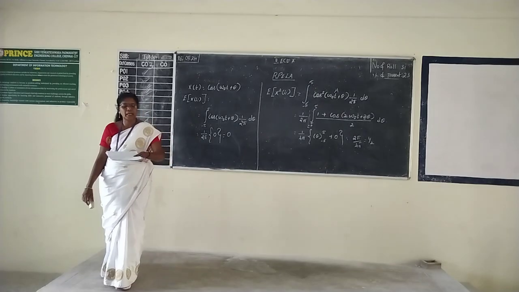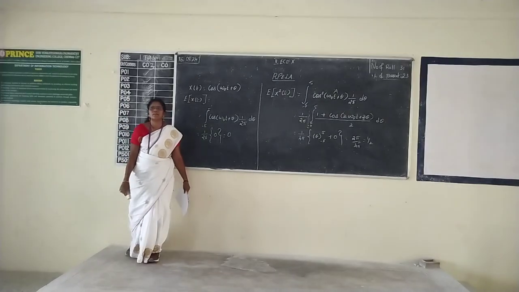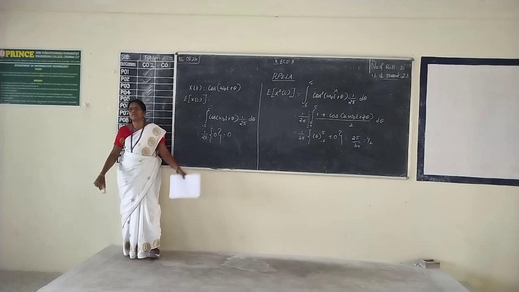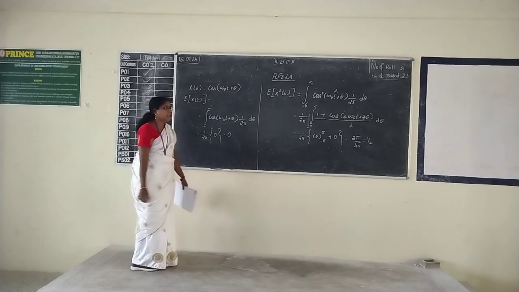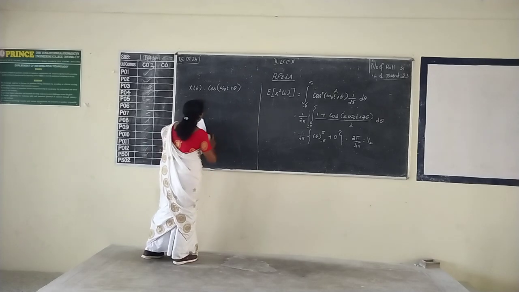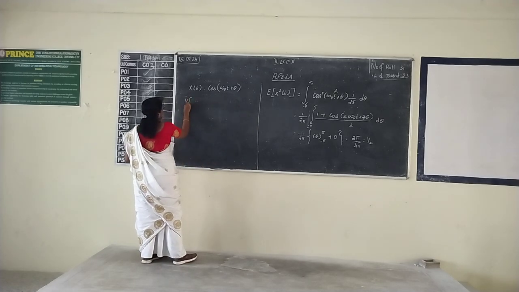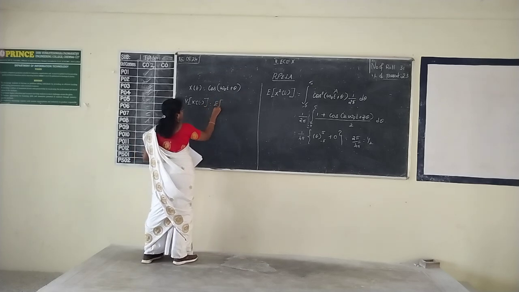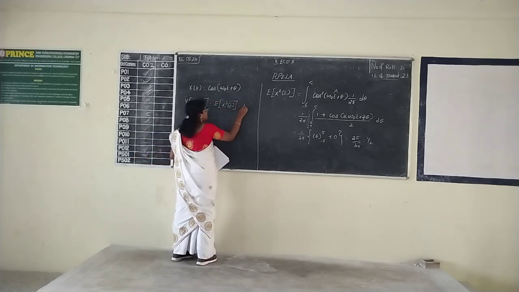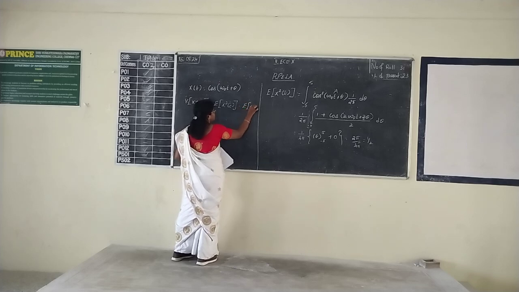So what is the next one you identify? Variance. You have experimented, you have to find out. So you have to find variance. Variance of x of t is equal to expectation of x square of t minus expectation of x of t the whole square.